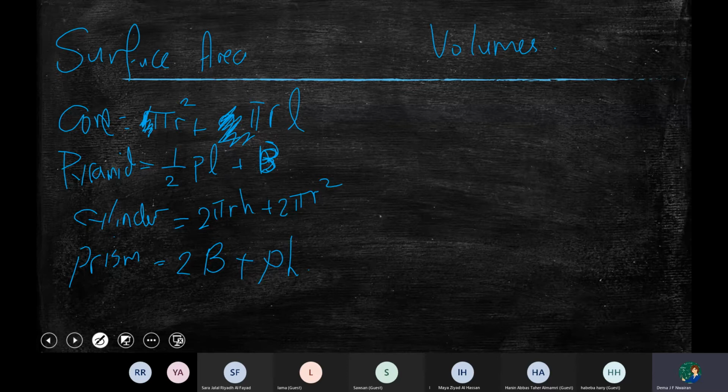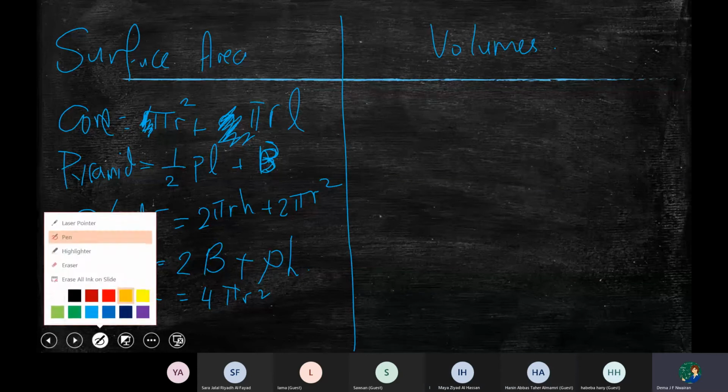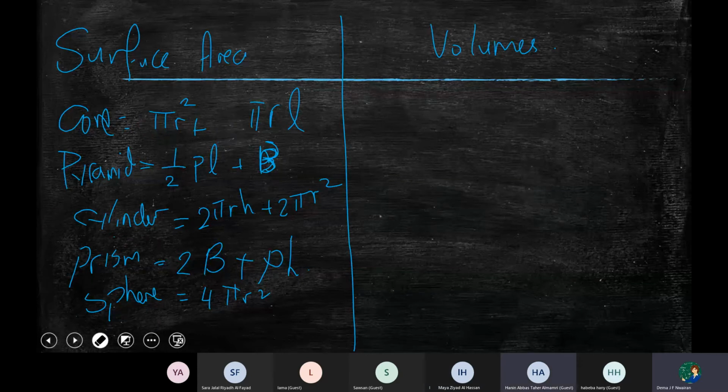Okay. Now let's have an example. Oh, before that, let's talk about the volumes of each one. What is the surface area of the sphere? 4 pi r squared. Okay. Now let's talk about the volumes. The volume of the cone is 1/3 pi r squared h.